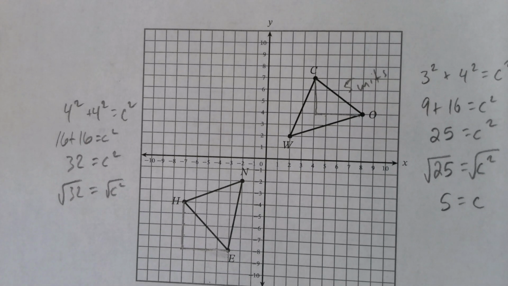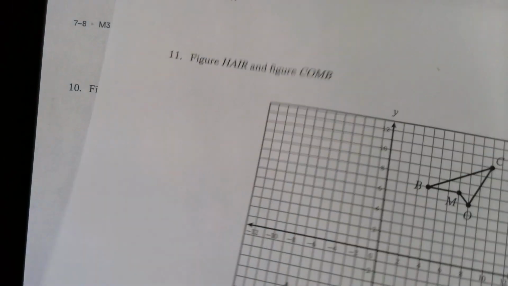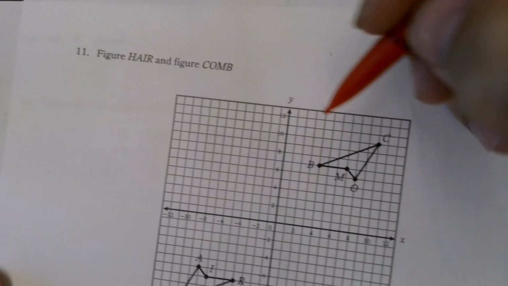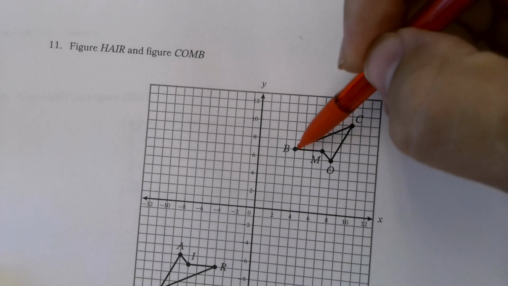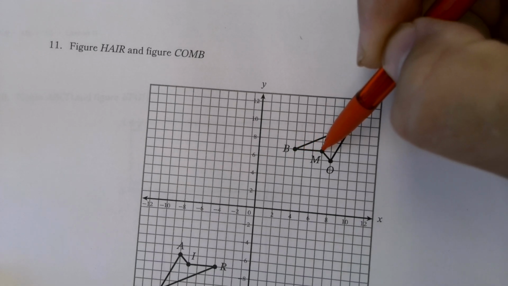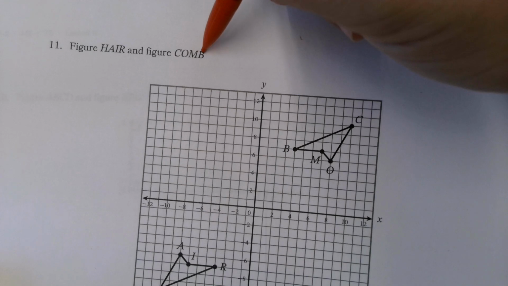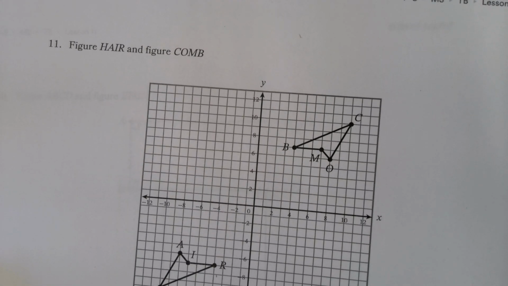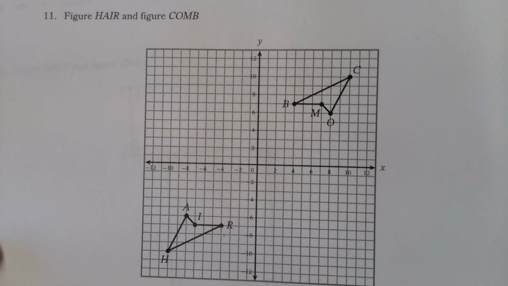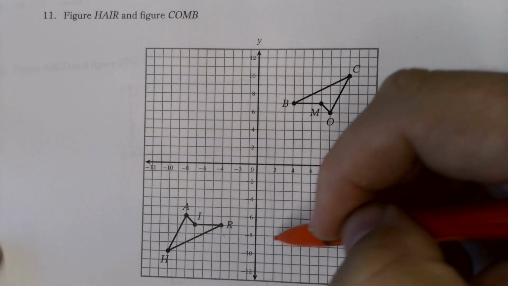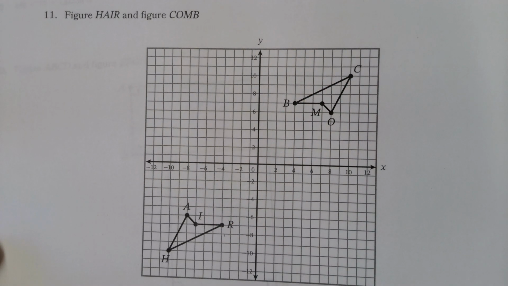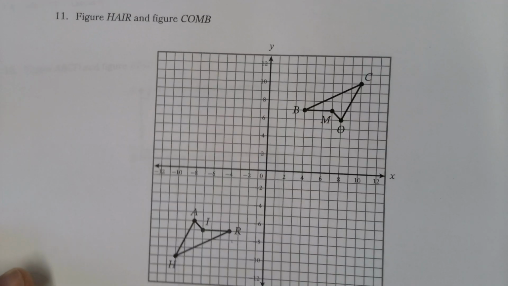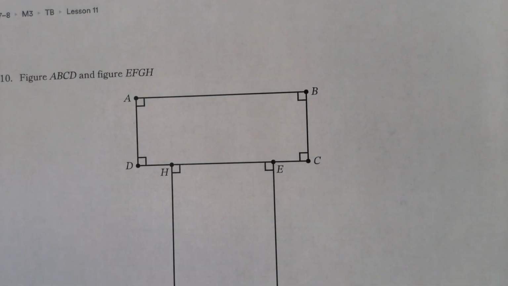So anytime that you're looking at figures on a graph, you can look and say, hey, do they have the same measurements somewhere? We're going to skip to 11 real quick just to show this here. I have 3 for BM. Well, BM matches up with RI, which is 3. So these would be congruent. Now, how would we get these to map onto each other? I think if we had a rotation of 180 degrees, that would match these onto each other.